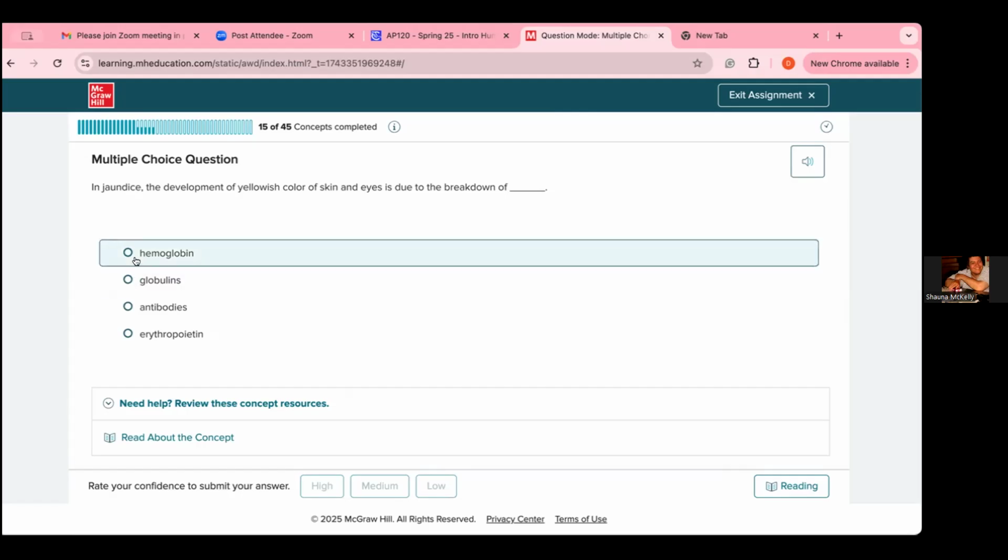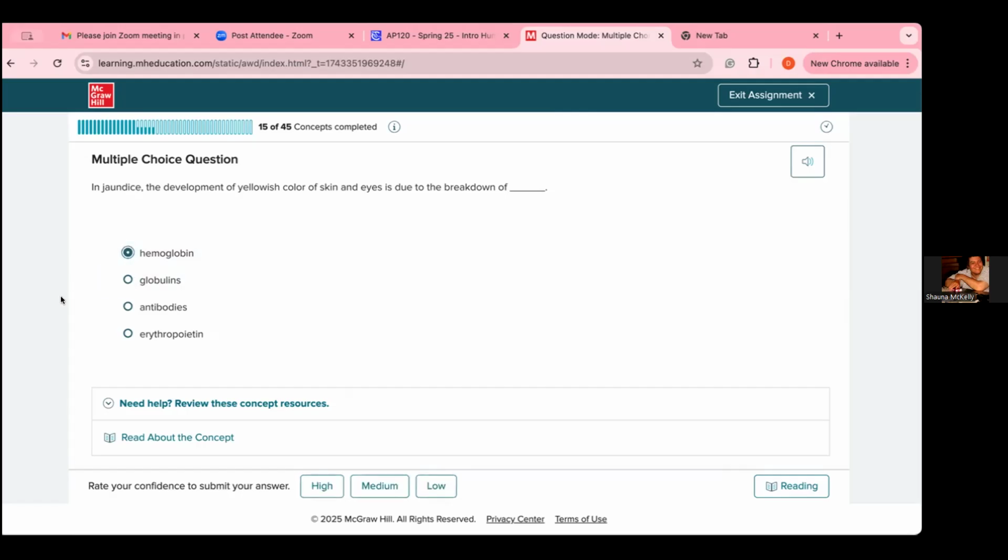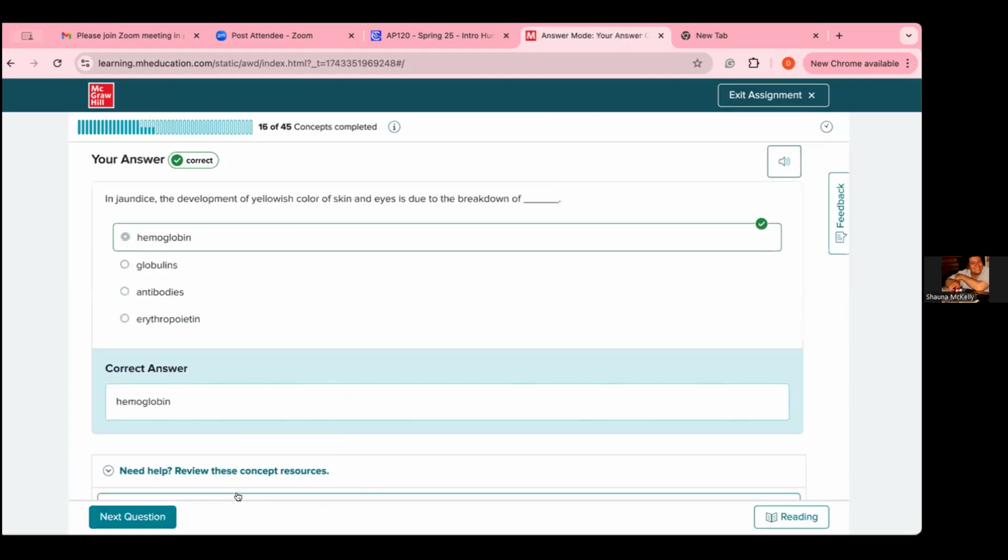Jaundice is caused by the accumulation of bilirubin, a yellowish pigment that is produced during the breakdown of hemoglobin in red blood cells. When the liver is unable to produce, process, or excrete bilirubin properly, it builds up in the blood, leading to the yellowish appearance of skin and eyes. So hemoglobin is correct. Next question.